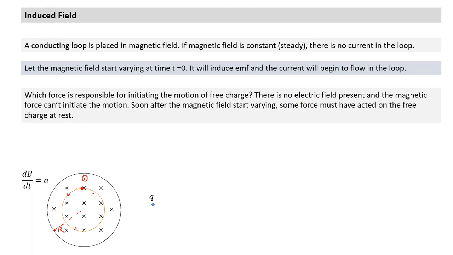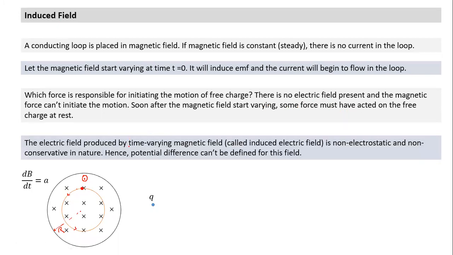So this makes us come to a conclusion to explain this phenomenon. There's another type of electric field which is induced, which is not due to charge arrangement, and that field is called the induced field. Soon after the magnetic field starts varying, some force must have acted on the free charge at rest, and that force has to be an electric field. So this electric field produced by a time varying magnetic field is called the induced electric field. The key differences are that it is non-electrostatic, and it is also non-conservative in nature.